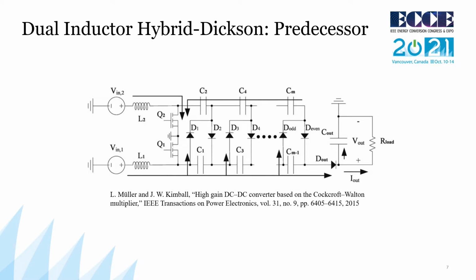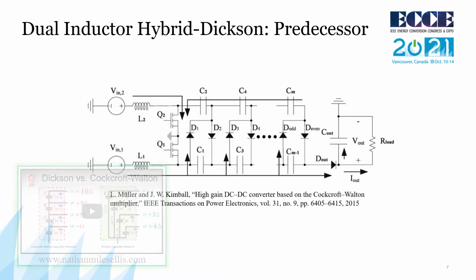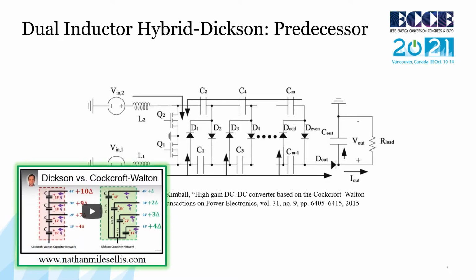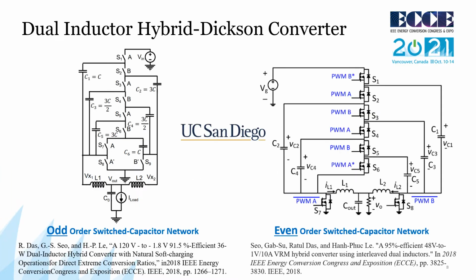If you would like to watch a discussion on the nuanced differences between Cockcroft-Walton and Dickson-type capacitor networks, then please see the following link. But moving forward, the modern-day dual-inductor hybrid was published in 2018 by Hanh-Phuc Le's team at UC San Diego. These guys demonstrated two different variations on this topology, one focusing on odd-order capacitor networks and the other on even-order networks.